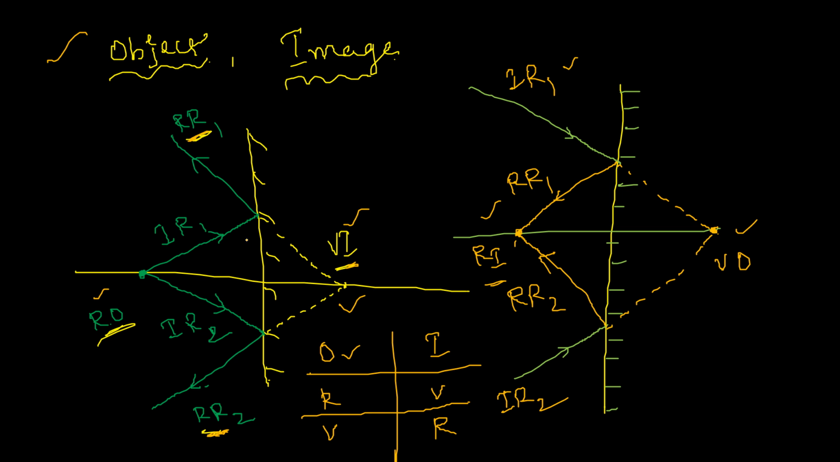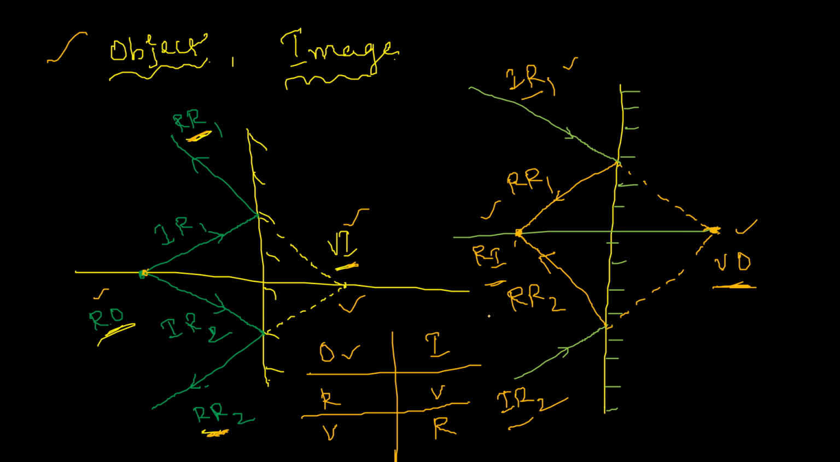Here also the same thing. The incident light rays are coming from a point that is a real object. If we extend the incident rays, this is incident ray 1, incident ray 2, those light rays appear to meet. We are drawing dotted lines, which means we are assuming those light rays will appear to meet at one point. That's why it is a virtual image. So here is the virtual object, and here is the real image. That is about object and image.